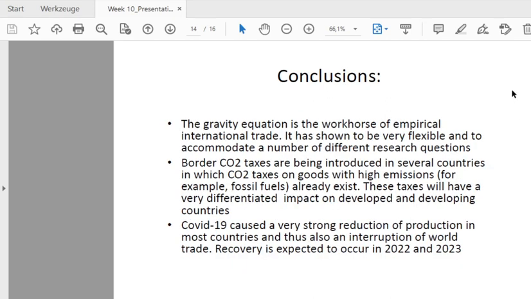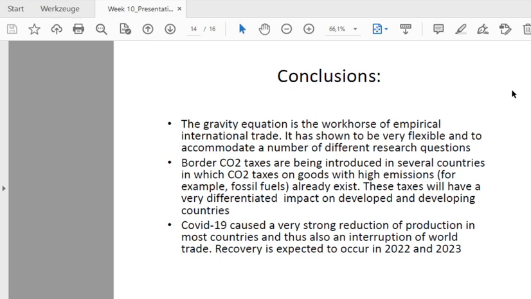Let me conclude. The gravity equation is the workhorse of empirical international trade. It has shown to be extremely flexible and to be able to accommodate a number of very different research questions. That is why it's being used in many very important papers and also in theses, master theses, and PhD theses.